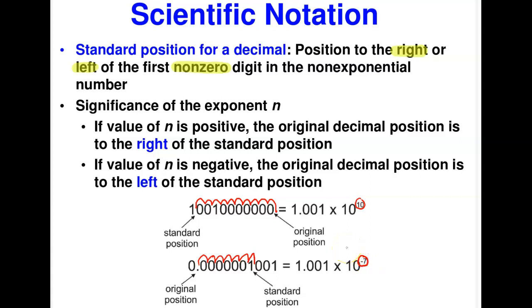So again, the significance of the n exponent is that when the value is positive, the original decimal position is to the right of the standard position. So if you look at it, this is the standard position. This is the standard position now. So the decimal will be to the right. So you're going to move it backward. In this one, you're going to move it what? You're going to move it to the right. So that is exactly the meaning of that.